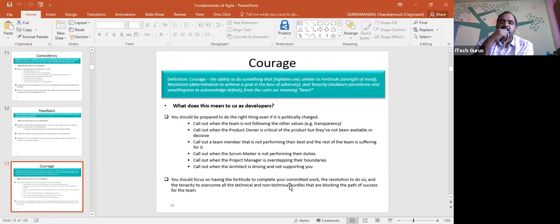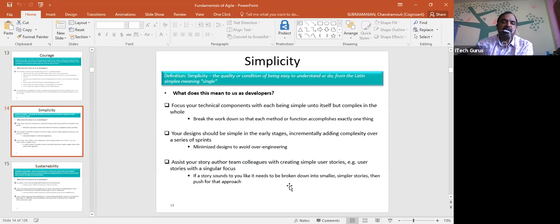So you need to call it out when the Scrum Master is not performing the duty. You need to call it out when somebody else, team members, are not performing the duty, including the product manager, product owner. So you should have the courage.